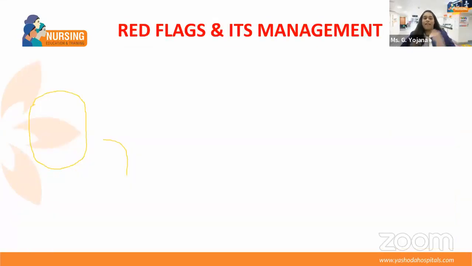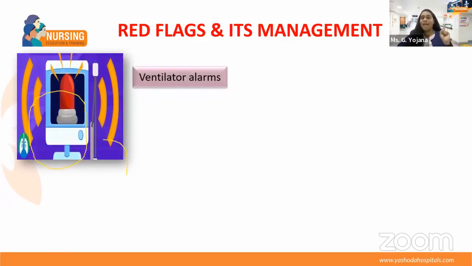Then red flags. What are red flags? They indicate alarms and warnings. When a warning is given, what will you do? Will you immediately go away from that warning? No. So what you need to do is respond to alarms. When there is a ventilator alarm, what should you do as a nurse? What is your management?